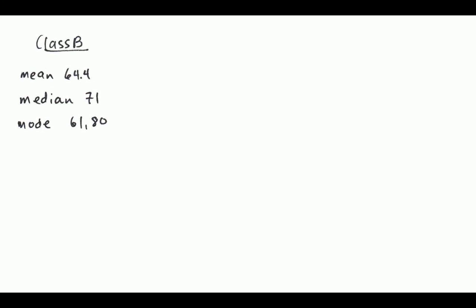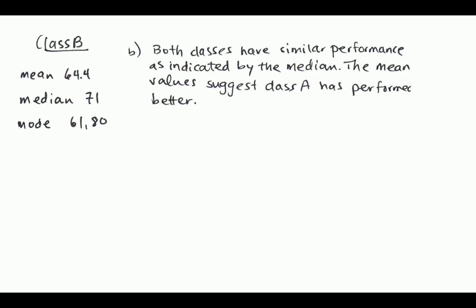And the previous mean was 71.5, so this mean is lower. Much lower than class A, more than 10% lower. So now we've actually looked at calculating mean, median, and mode, but let's compare their performances. In this case, we could look at the median and say, you know what, both classes have very similar performance as indicated by the median.